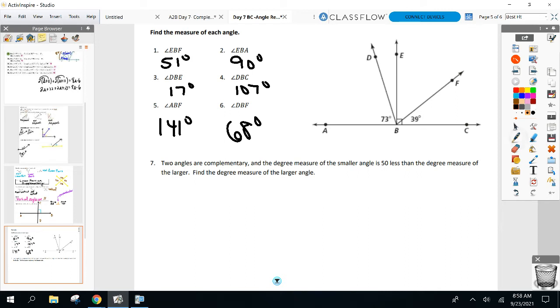I have two angles, and I don't expect you guys to do this. It just helps me out to show you. I have two angles, angle 1 and angle 2, that add to what? 90 degrees. So there you go. I got to fill in my spots. What's angle 1 going to be? What's angle 2 going to be? The degree measure of the smaller is 50 less than the degree measure of the larger.